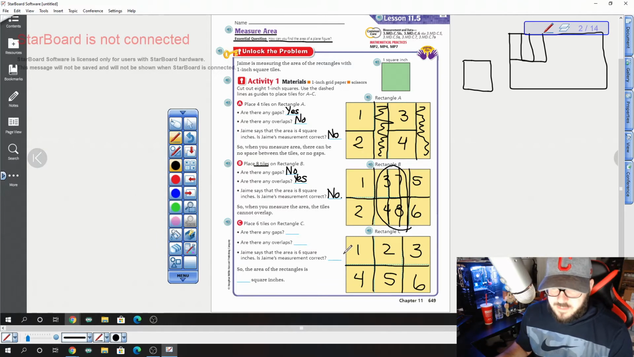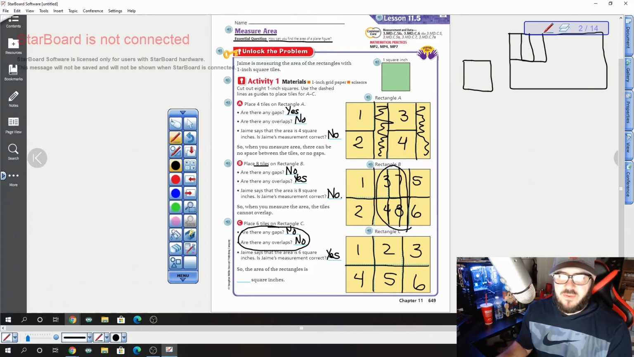Did we leave any gaps on the paper? No, we did not. Are there any overlaps? No, there are not. Jamie says the area is 6 square inches. Is his answer correct? Yes, because there are no gaps and no overlaps.